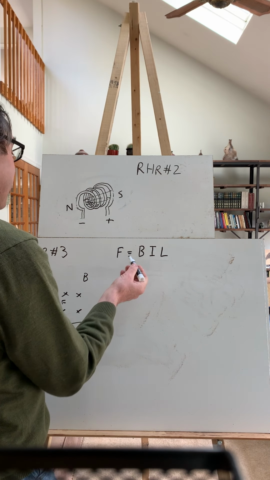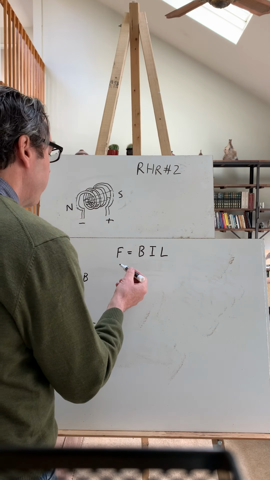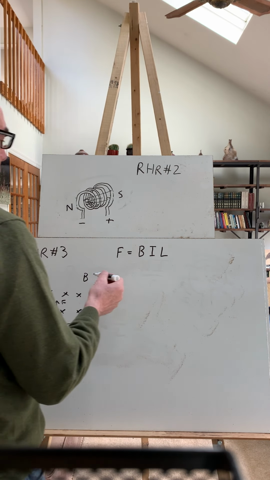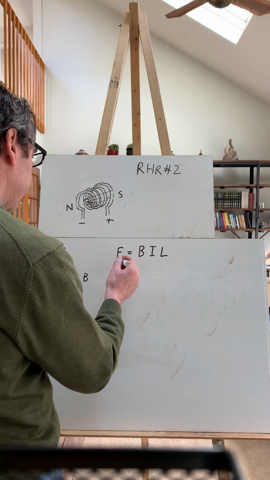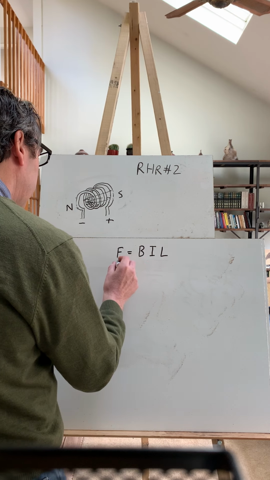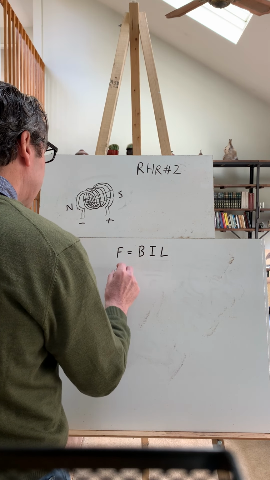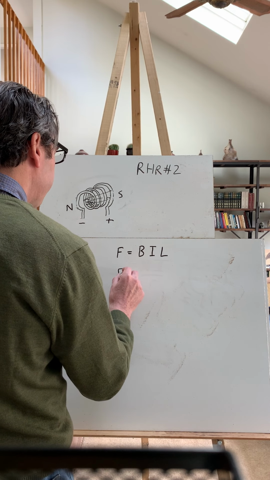And magnetic field is newtons per Tesla, and current times length, and so the force is in newtons. Now, your book has a second version of this.